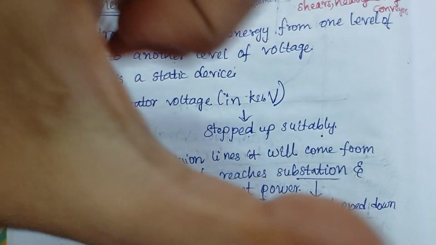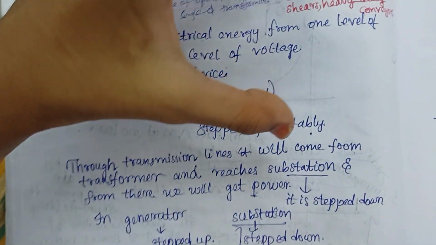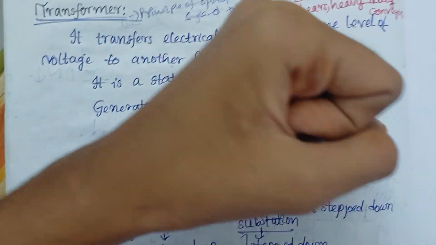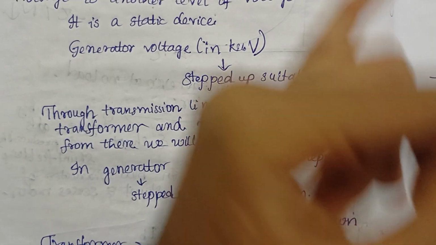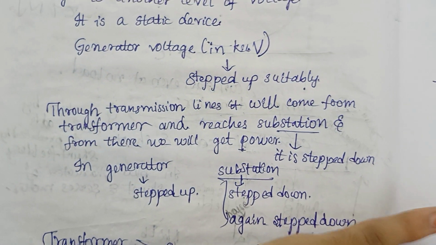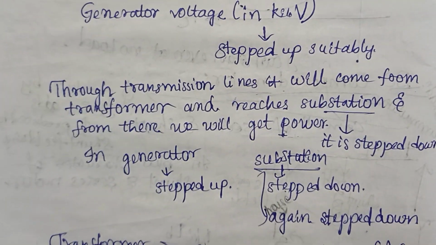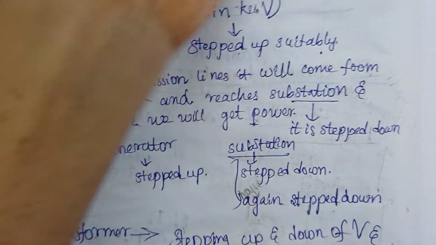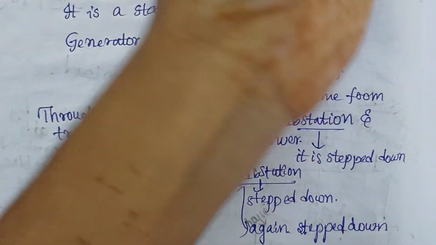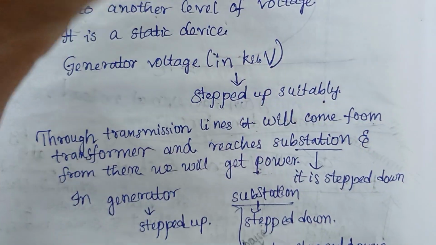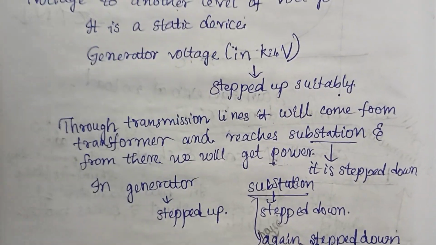That means it is stepped up at the starting point, but when it reaches the substation, there is some voltage drop, which means it is getting stepped down. And again, when it reaches our household purposes, like houses or shops, it should be reduced further. It means it is stepping down again. From this we can understand that the electrical energy is being transmitted from one level to another, either from a higher level to a lower level.